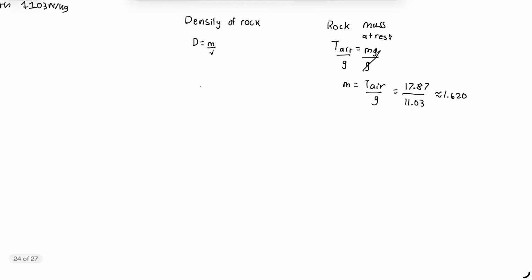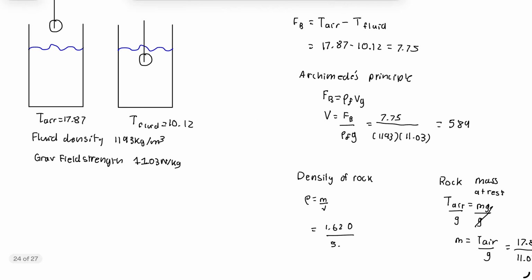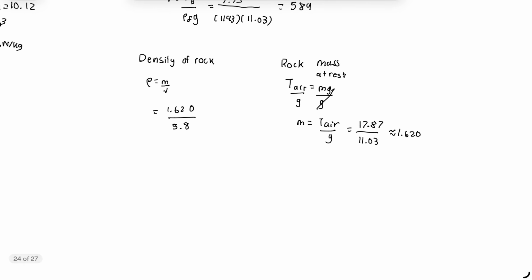We know that for density, we actually are going to use this symbol, not that one. We can just plug in our mass, 1.620 divided by 589. And this is going to give you approximately 2750.65. We're going to round this to 2,751.